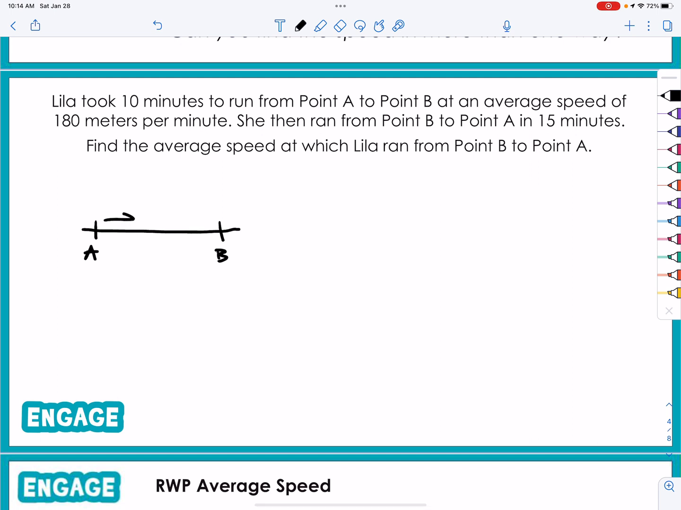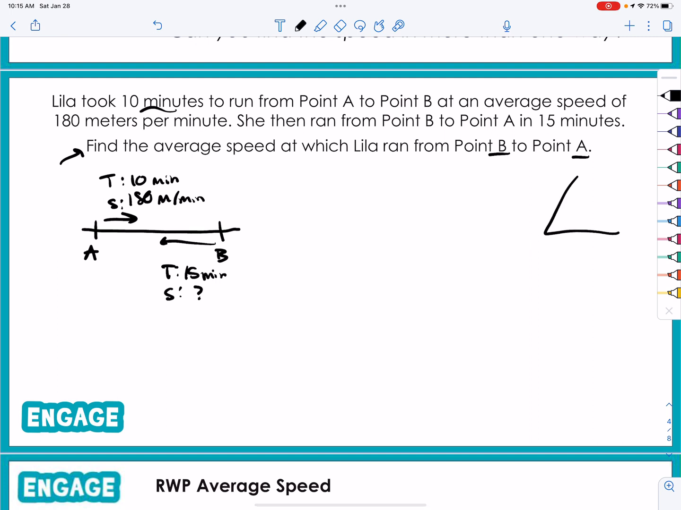Her speed going in this direction was 180 meters per minute. And then she ran back with a time of 15 minutes. Oh my gosh, and I missed this first piece here. Her time here was 10 minutes. Then our question, find the average speed in which Lila ran from point B to point A. So we want to find this piece of information there.